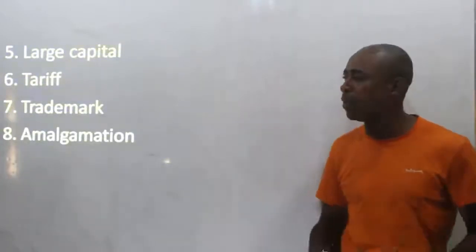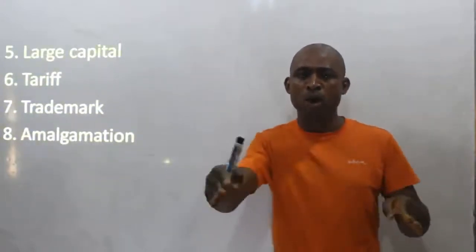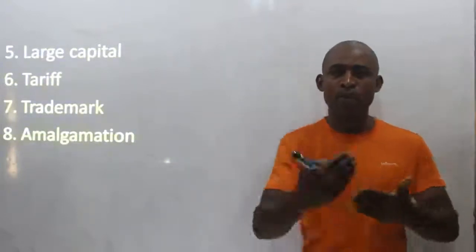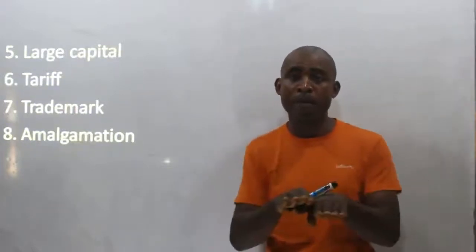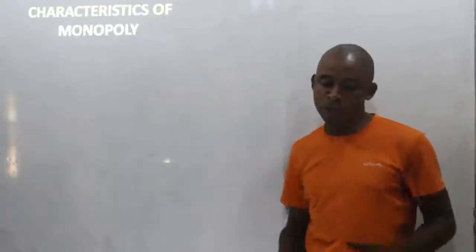Then we have amalgamation. What's amalgamation? Amalgamation is the merging of firms. Firms will come and merge. When they merge, they become one, and then they start producing a particular product, and that becomes monopoly. So when firms merge, what we call that is amalgamation. So that is that about the causes of monopoly.